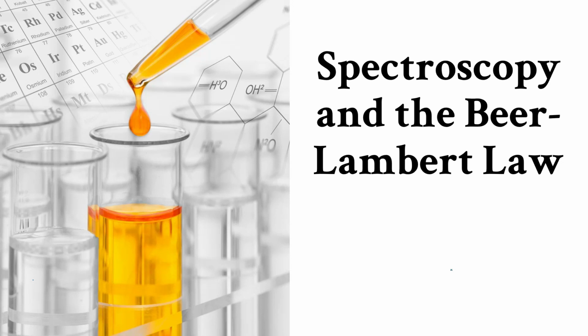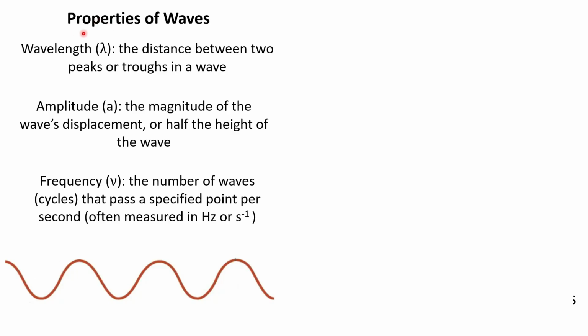Today we are going to be talking about spectroscopy and specifically the Beer-Lambert law, also known as Beer's law. Now, before we can really dive into Beer's law, we do need to do a quick review of waves and the electromagnetic spectrum. So let's get started. So first, let's discuss properties of waves.